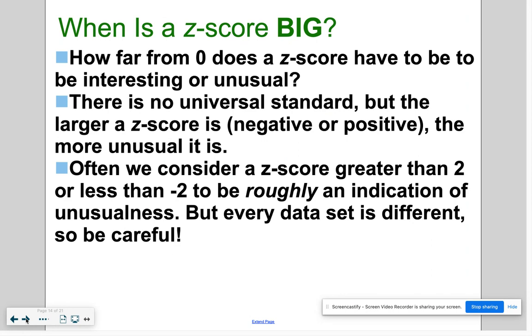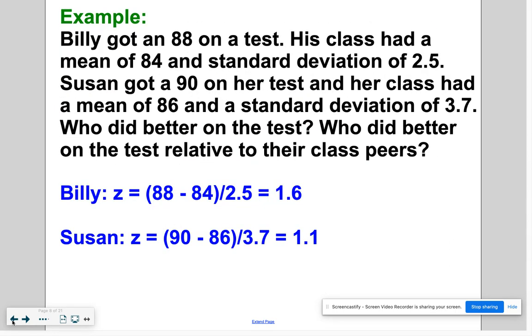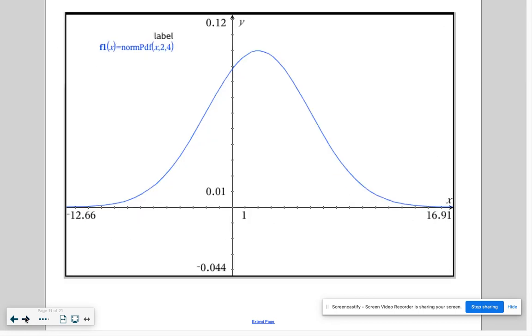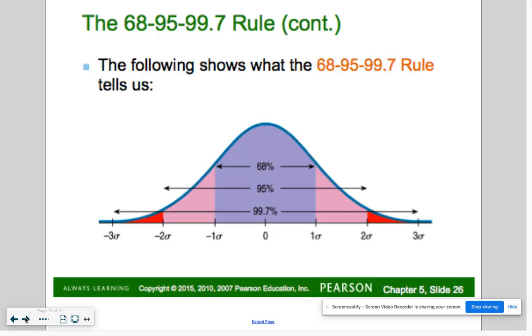When is the z-score big and when is it small? We saw that Billy was 1.6 and Susan was 1.1. How unusual is that? Well, it's more than 1 standard deviation away, so it's starting to get unusual, but it's not crazy unusual. But how big is big and what does that look like? So we have what we call the empirical rule. If you go 1 standard deviation above and below the mean, then you will capture about 68% of your data.